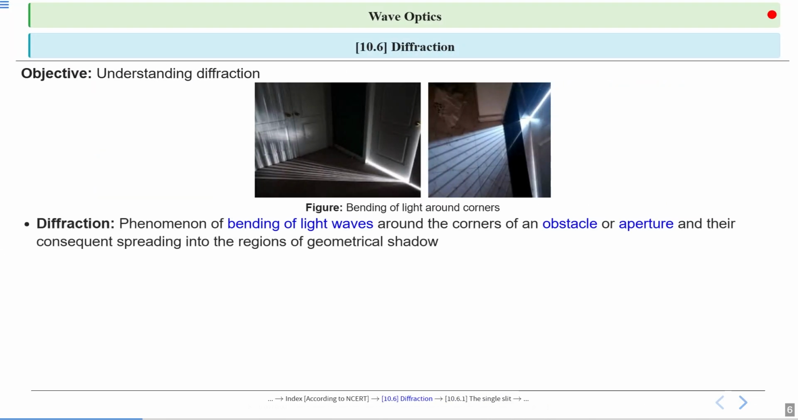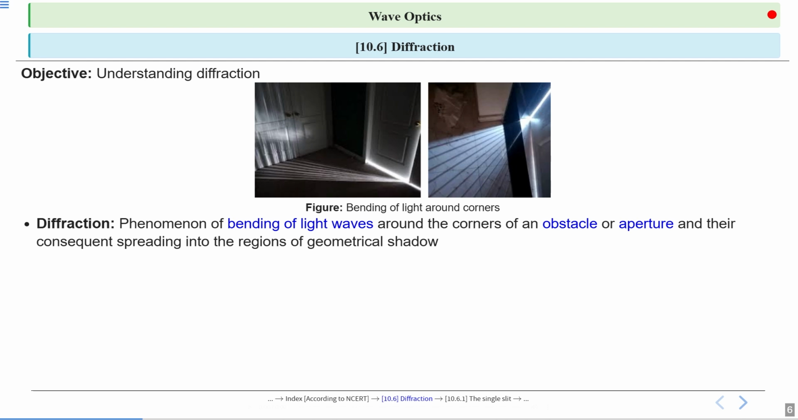So let's explore what diffraction really means. It's the phenomenon where light waves bend around the corners of an obstacle or aperture. So what is an aperture? A small opening. Light spreads into areas that would otherwise be in shadow.